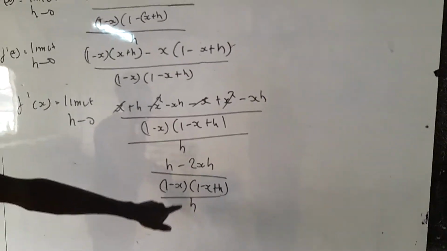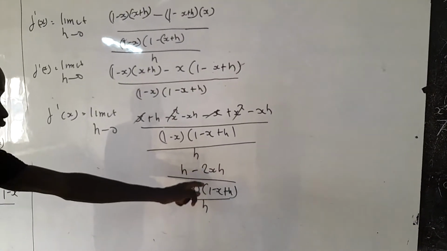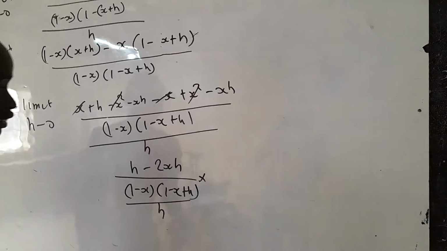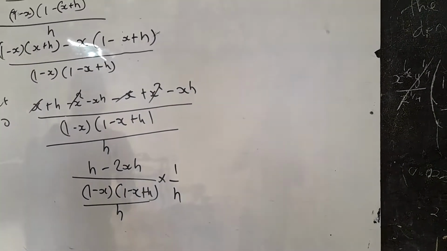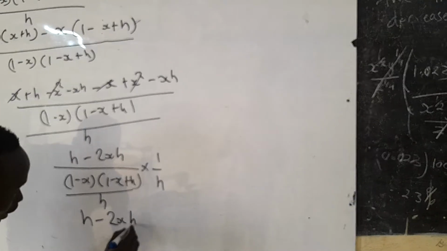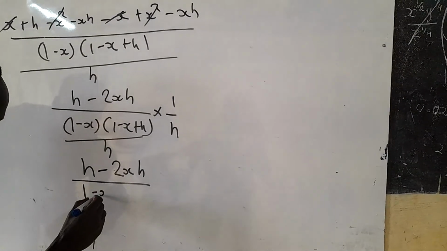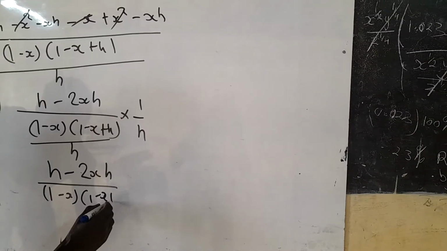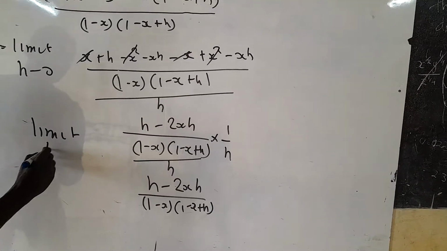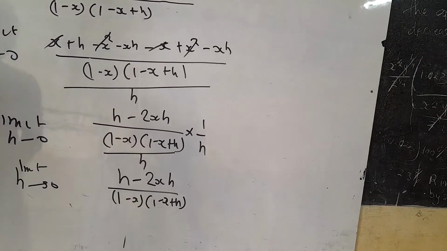Now, I want to multiply this with the reciprocal of this. I want to multiply the equation with the reciprocal of 1 minus x, 1 minus x plus h. So we just take 1 over h, which I will have now h minus 2xh all over 1 minus x, 1 minus x plus h. Remember your limit, h is approaching 0.